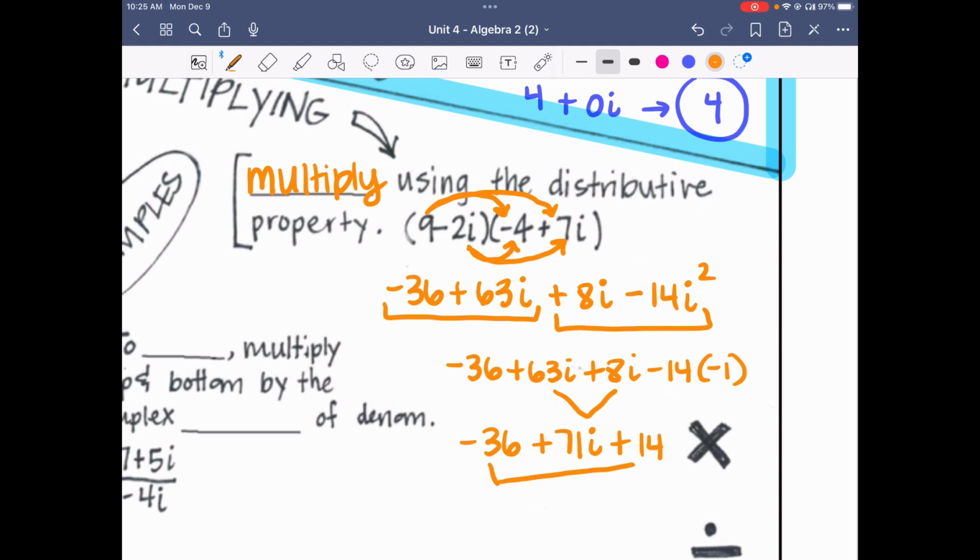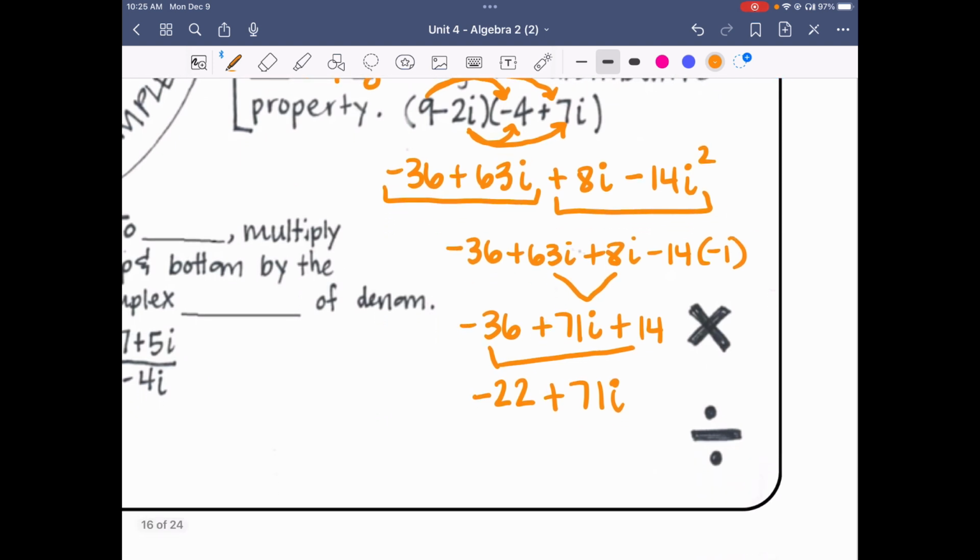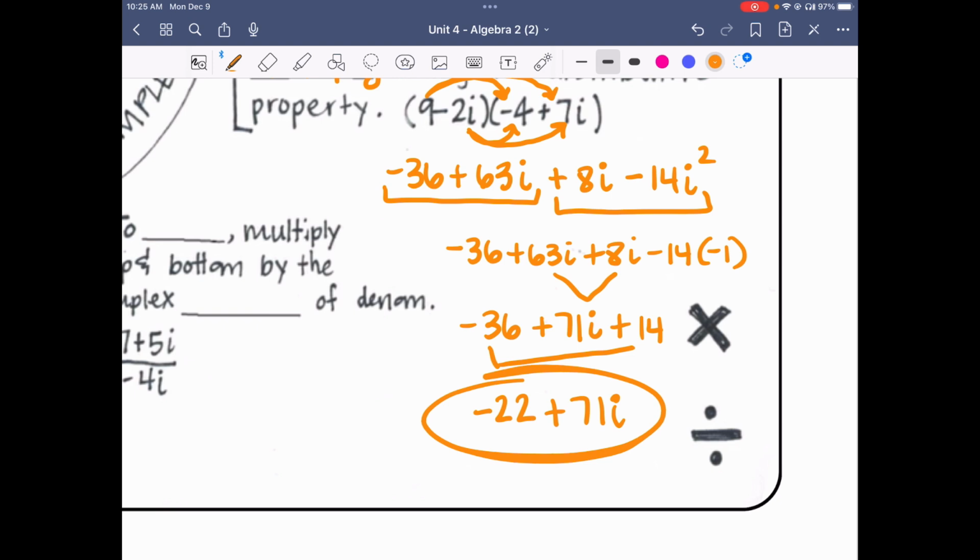When I do negative 36 plus 14, I get negative 22. And then I have plus 71i still. Since that's an imaginary part, we don't want to combine that. So let's circle this as our answer to that multiplication problem.